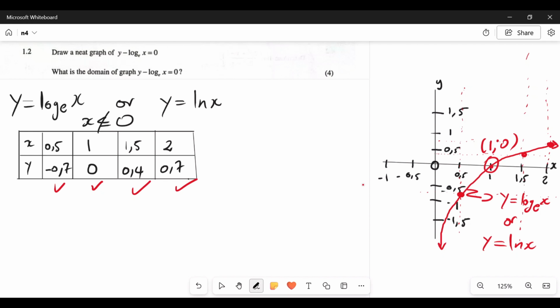Guys, I hope you managed to understand how to draw this graph. They really love this graph, guys. So for you to draw this graph, it's best to use the table. But if you know the shape and where the graph is supposed to intercept, the table is really not that useful. But if you decide to use the table, do not forget that you cannot have your x entry that is below 0.